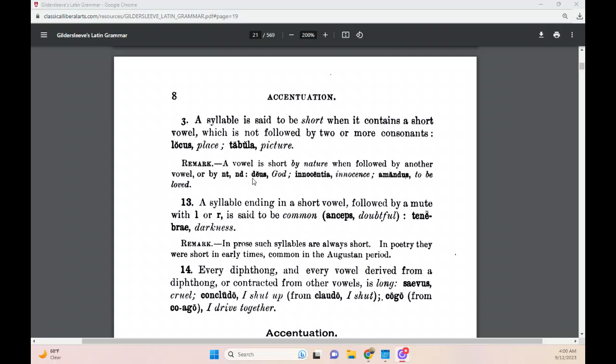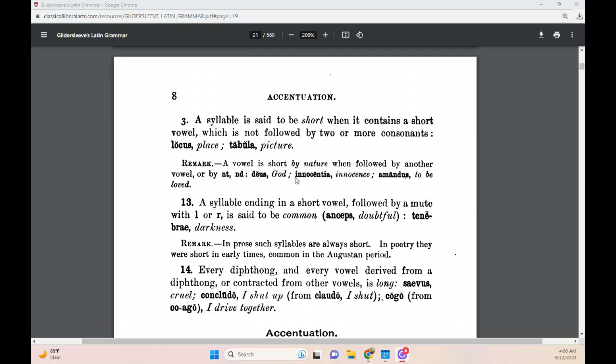So here we have the word deus, and it's important to note here that this is not a diphthong. It's two syllables, deus. We have the short vowel followed by another vowel. That makes this vowel short by nature, which makes this syllable short.